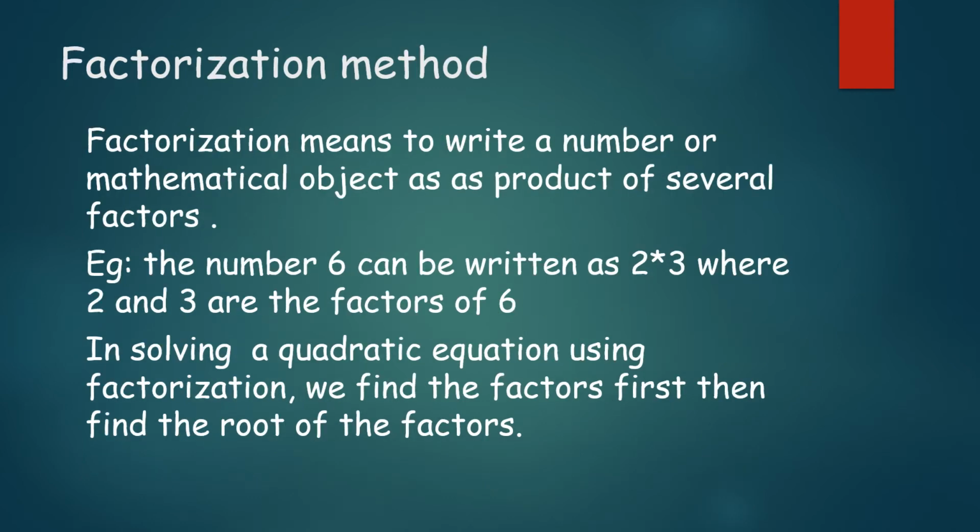Now coming to the second method for solving a quadratic equation, it is a factorization method. By factorization we mean to write a number or mathematical object as a product of other factors. For example, if you take the number 6, it can be written as 2 multiplied by 3. That is, 6 is converted into factors of 2 and 3. Or again we can write 6 as 1 multiplied by 6. So 1 and 6 are other factors of the number 6.